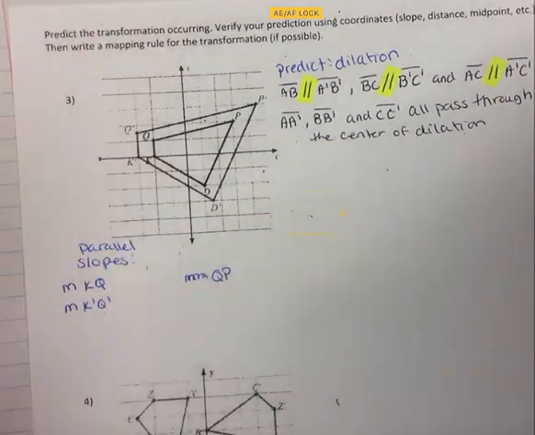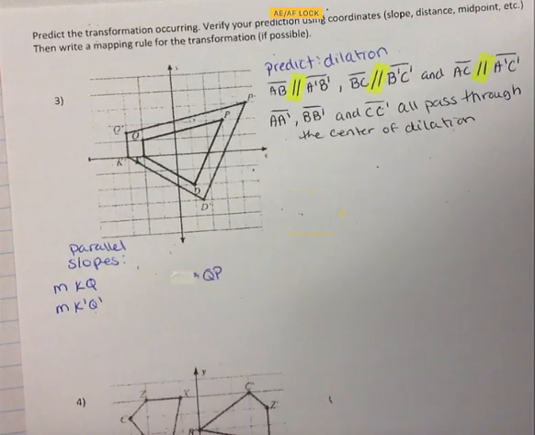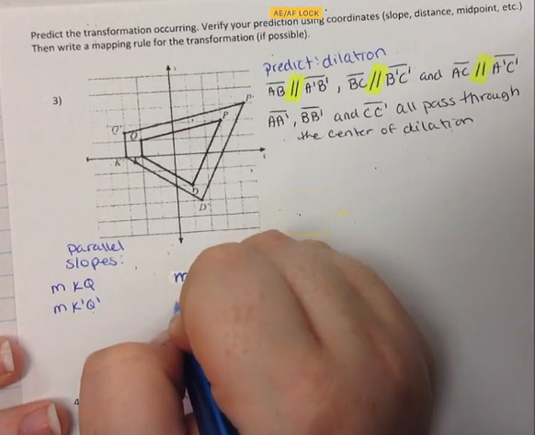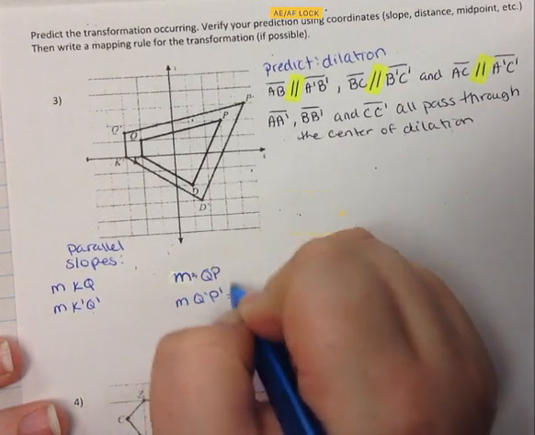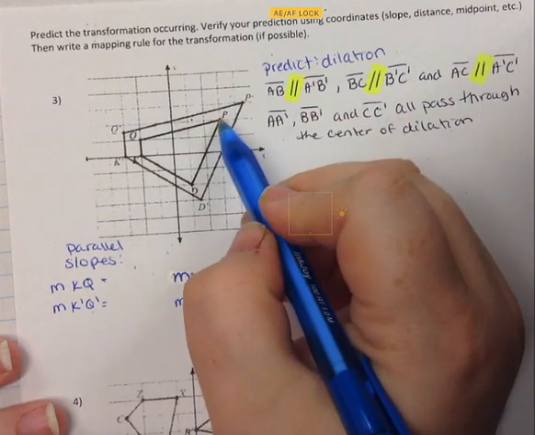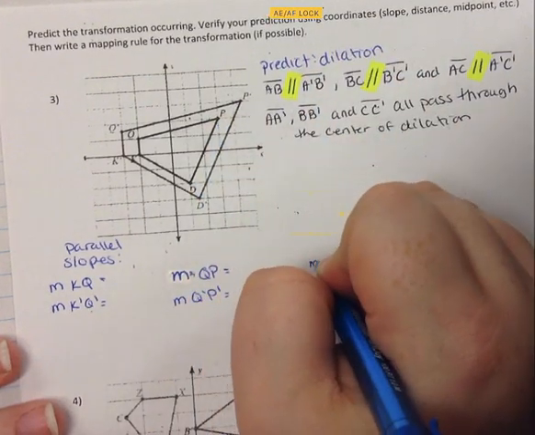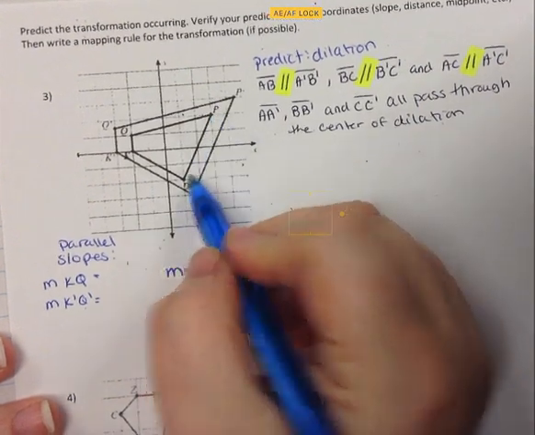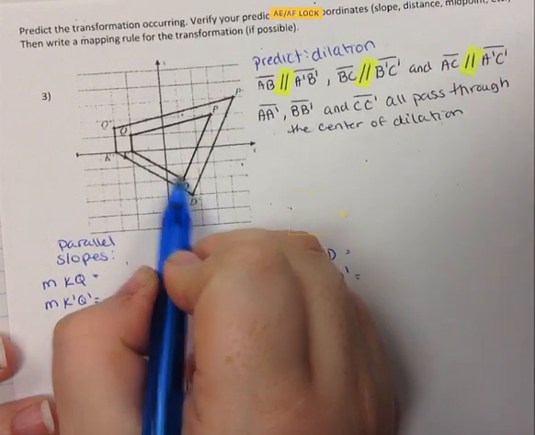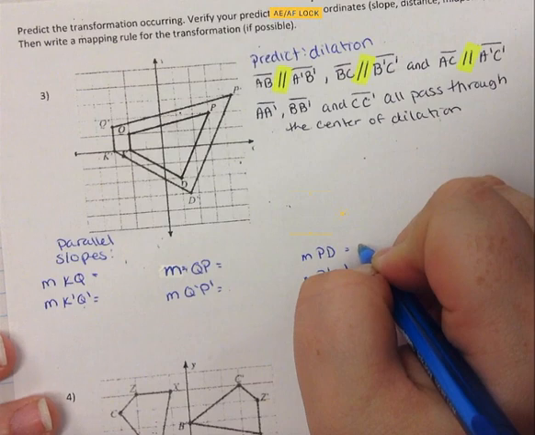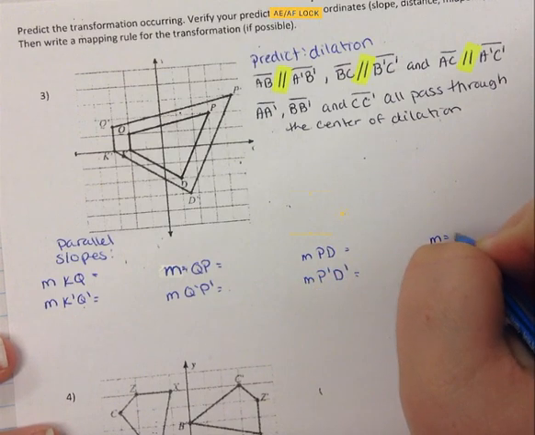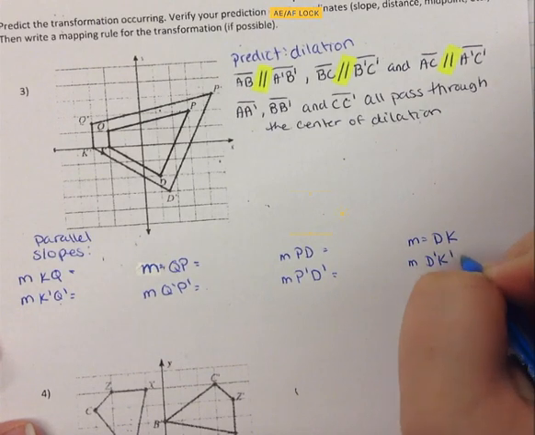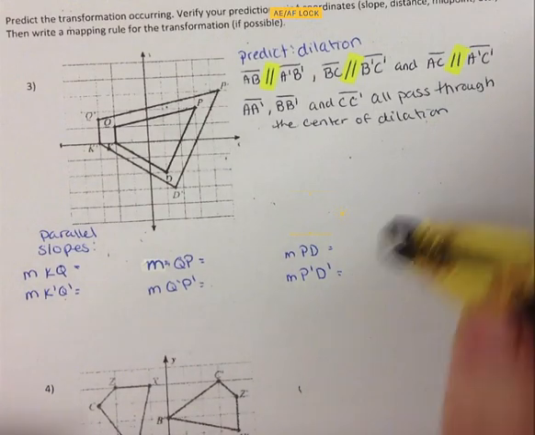I'm going to fix that real quick. I just meant to put the M for the slope. M of QP. So then we'll do the M of Q prime, P prime as well. Then we'll do the slope of PD. And then M of P prime, D prime. And then we'll finally do DK and then D prime, K prime. So then the slope of DK and then the slope of D prime, K prime. I did not mean to put that equal sign.